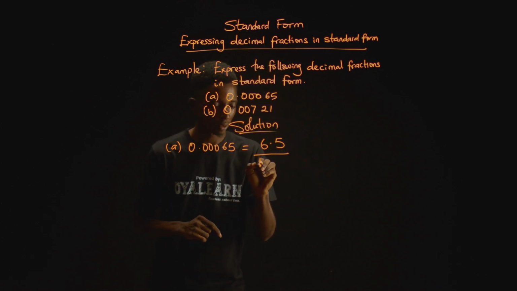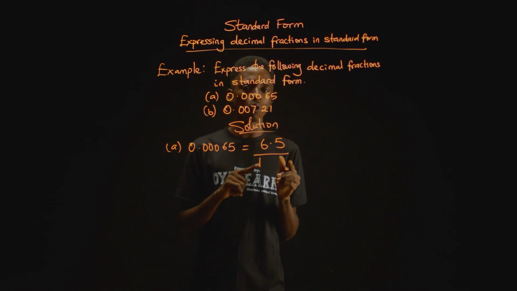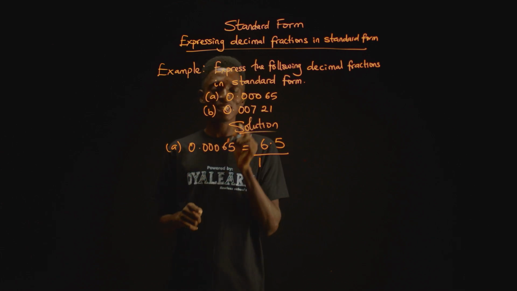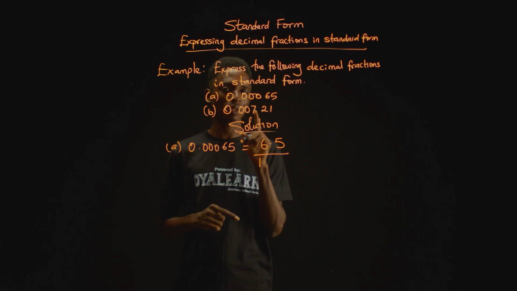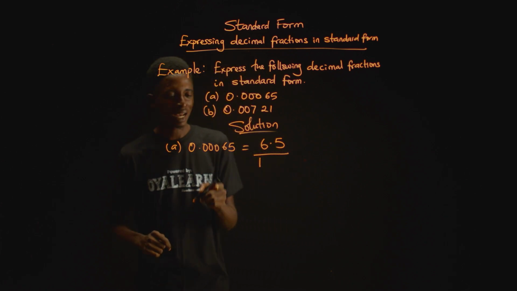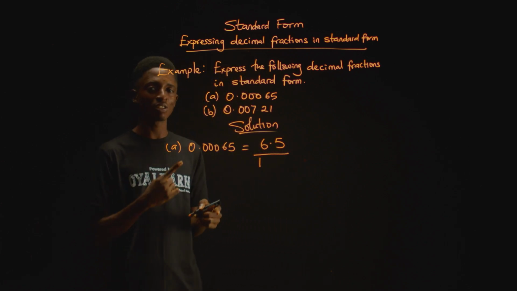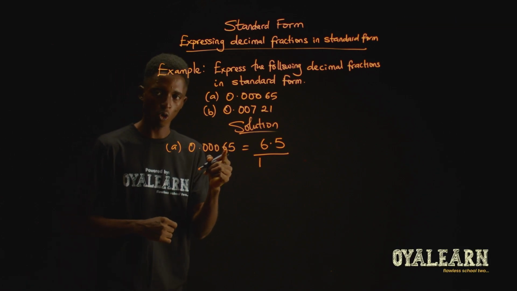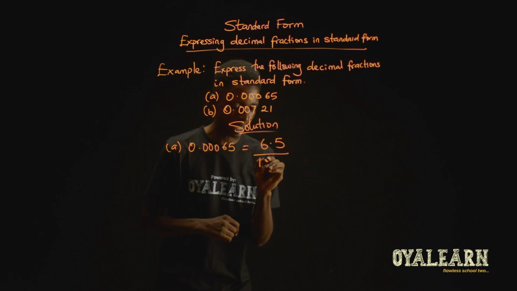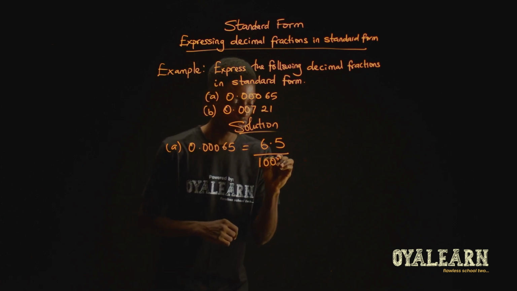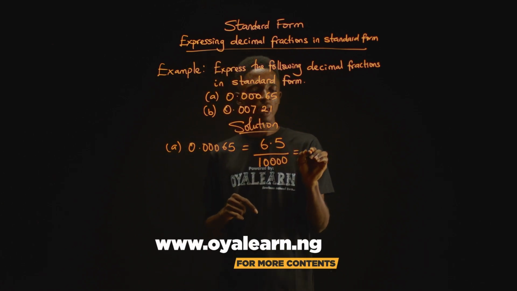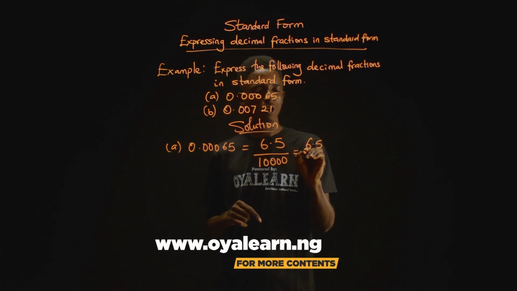Now we write 1. The number of zeros that follow 1 will be the number of digits we have after the decimal point till we get to the first non-zero that we identified earlier. And since we identified 6 as our first non-zero, then we'll have 1, 2, 3, 4. That is 4 zeros here. So 1, 2, 3, 4. This means that we have 6.5 over.